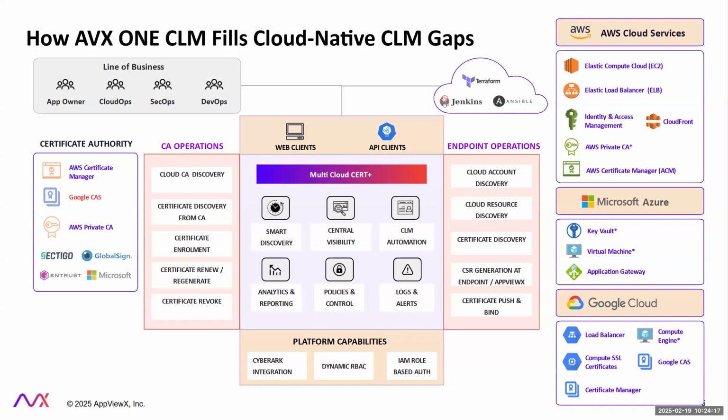So all this can be automated with CI/CD pipelines as well. They can integrate the AppViewX APIs into the Jenkins pipeline if they want to enroll a certificate for an Amazon load balancer or an Azure Key Vault. So all of this can be embedded as part of the CI/CD pipelines, which allows the DevOps or DevSecOps teams to maintain security and compliance without slowing down any of the operations.